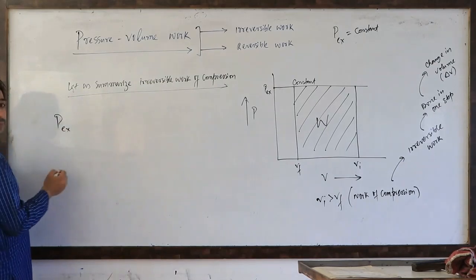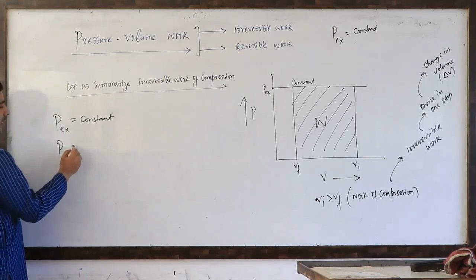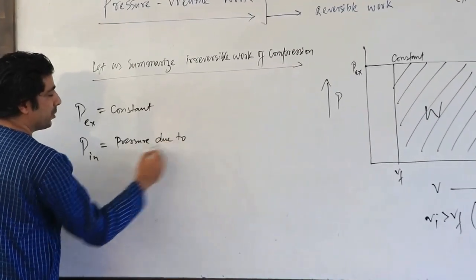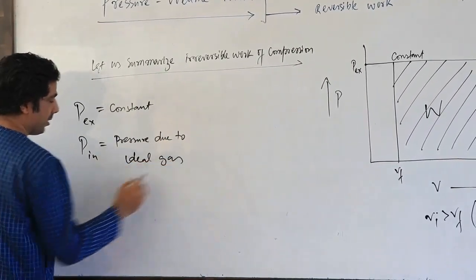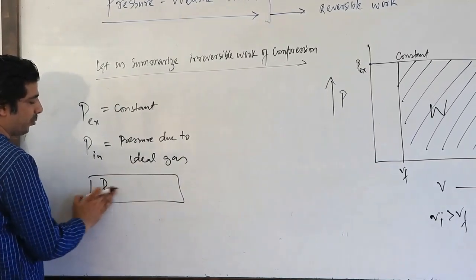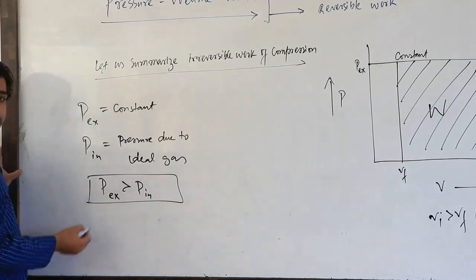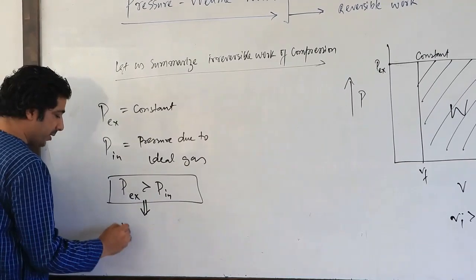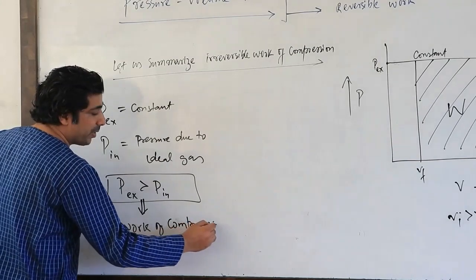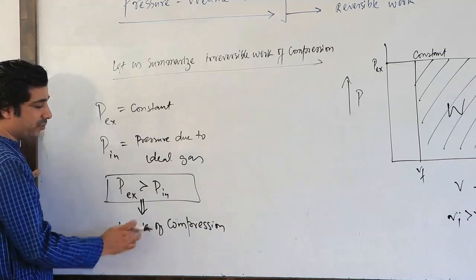P external was constant. Yes. P internal is the pressure due to ideal gas. This expression was that P internal was less than P external, or we can write P external was greater than P internal. Yes. So when this is happening here, this will lead to the work of compression being possible here. If internal pressure is greater than external pressure, then work of expansion is possible. So this will lead to the work of compression.